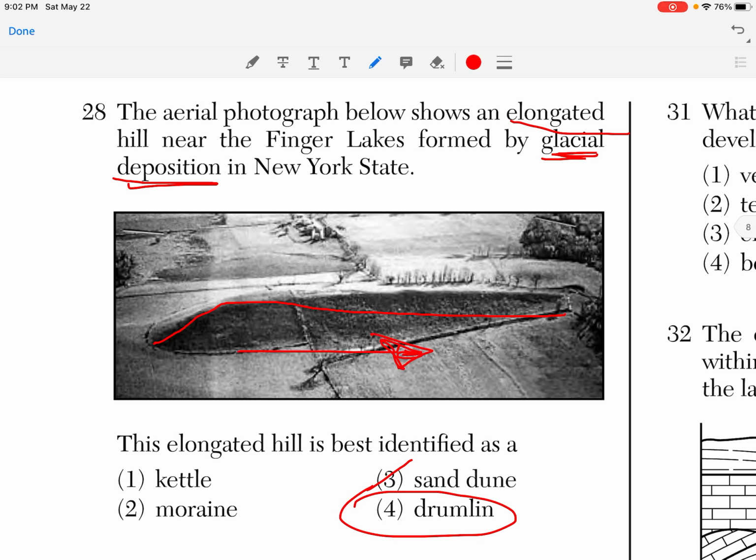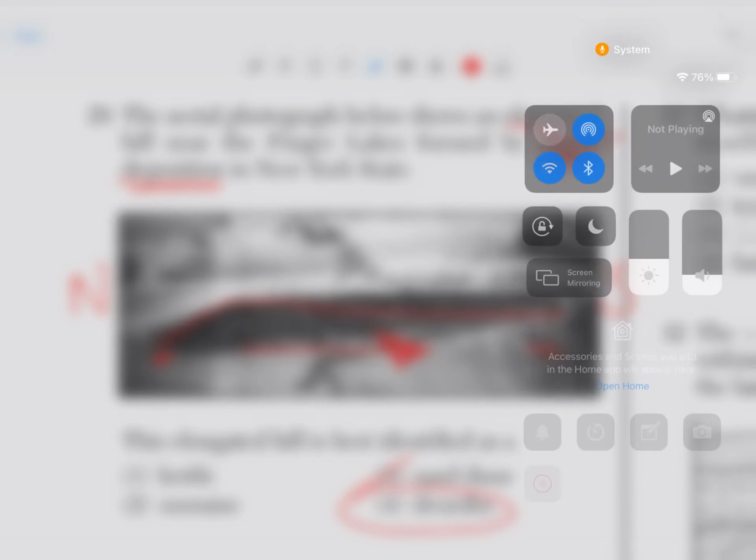The glacier moved from this side over here to over here on the right-hand side of the picture. Most likely, given the orientation of this picture, this would be the north side over here, and that would be the south side, because the glaciers came from the north and moved to the south. So you might see some other questions related to drumlins, but that's how you answer that question.